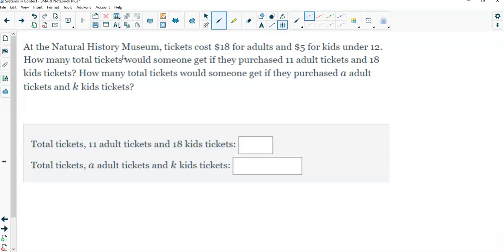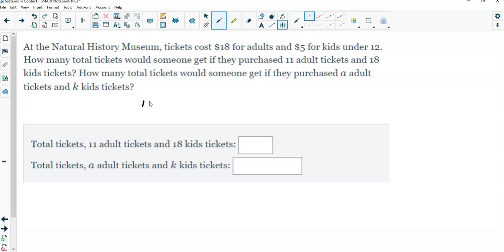Okay, let's look at another one. At the Natural History Museum, tickets cost $18 for adults and $5 for kids under 12. How many total tickets would someone get if they purchased 11 adult tickets and 18 kids tickets? Notice they gave you price, but the question has nothing to do with price. It has to do with the quantity.